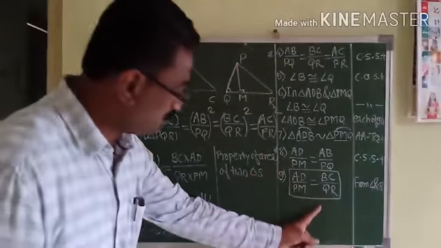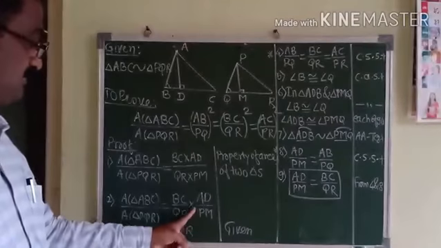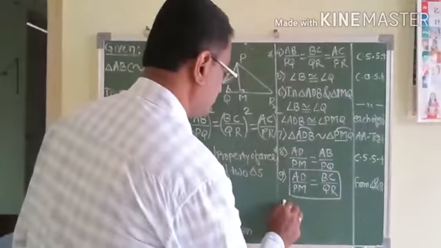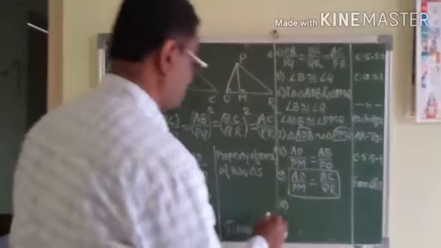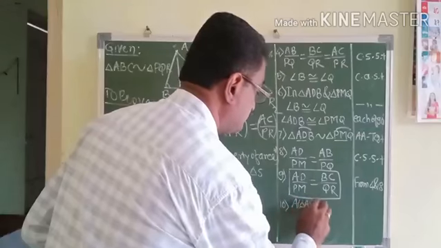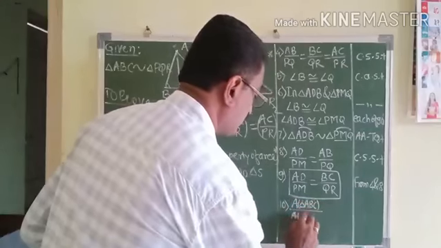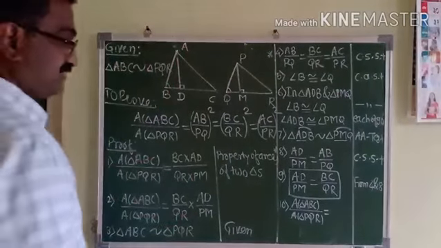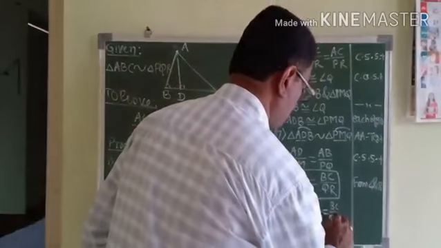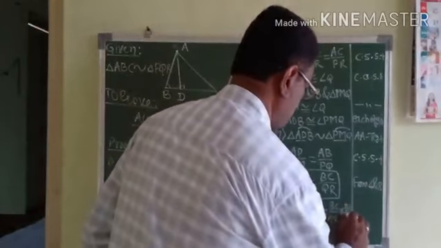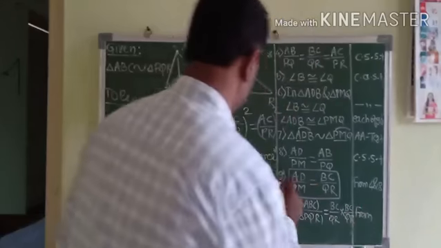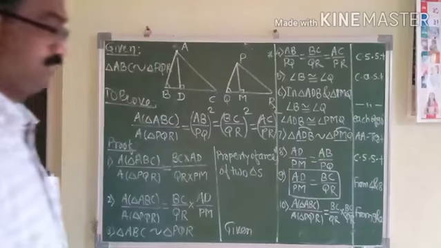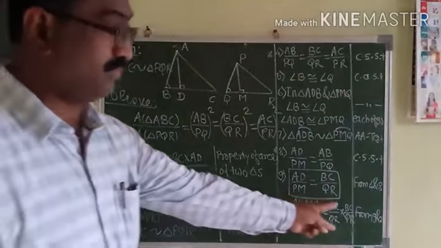So we put this value here in statement number 2. That means replacing this AD upon PM by BC upon QR. What we will get? Statement number 10. Therefore, area of triangle ABC upon area of triangle PQR is equal to BC upon QR into BC upon QR, from 9 and 2, that means BC upon QR whole square.